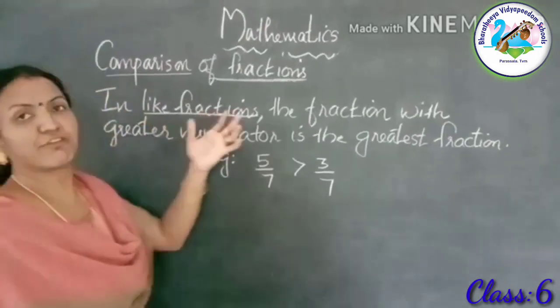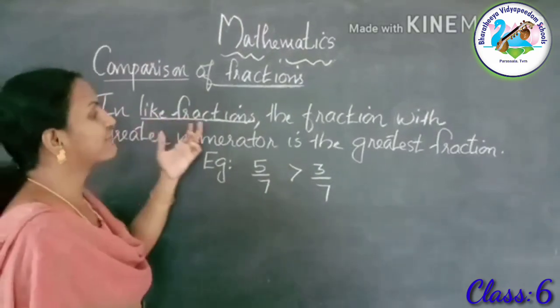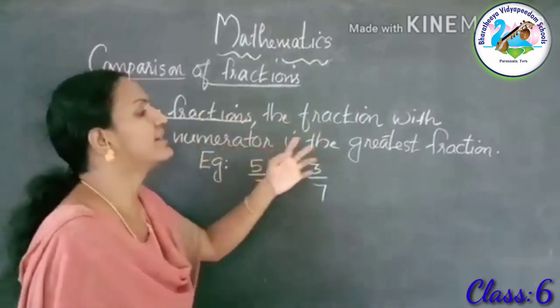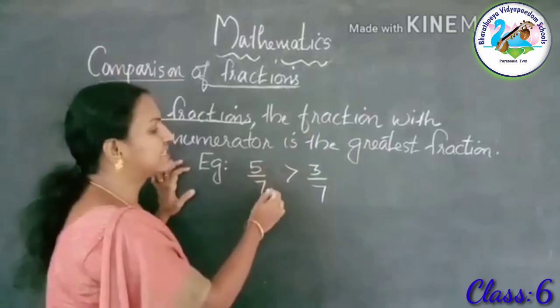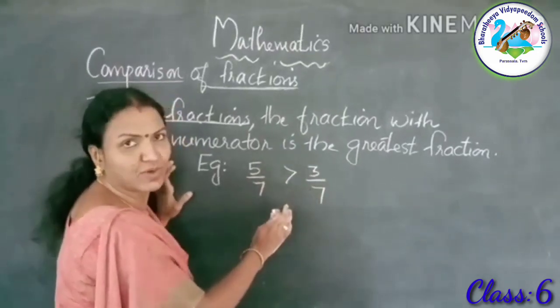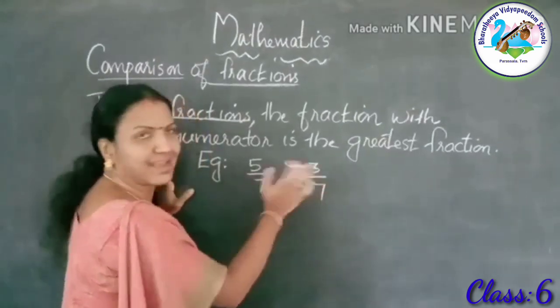Next, comparison of fractions. First one, like fractions. In like fractions, the fraction with the greater numerator is the greatest fraction. For example, 5 by 7 and 3 by 7. Why are these like fractions? Here the denominators are the same. So these are like fractions.